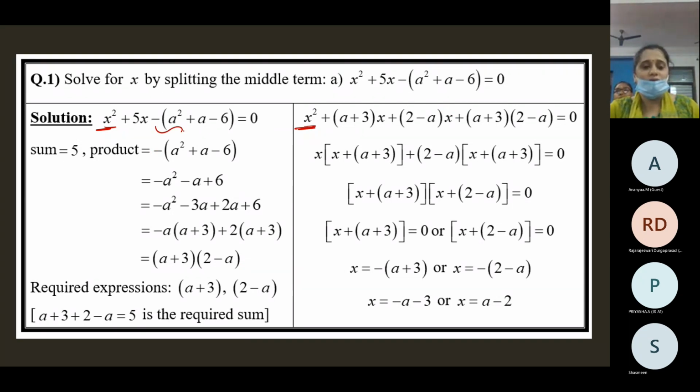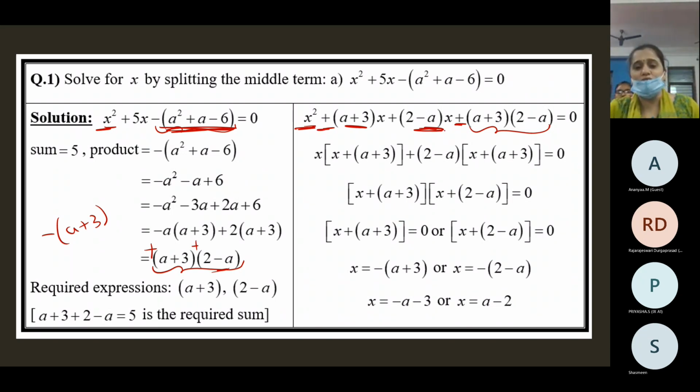And then this one, instead of writing that, write a plus 3 into 2 minus a, which is this product. The sign will be plus outside. And then the middle terms, a plus 3 of x and 2 minus a of x. Of course, it's plus only. Now, why plus sign? Because it is not minus of a plus 3. It's just a plus 3. So plus a plus 3 of x and plus 2 minus a of x.